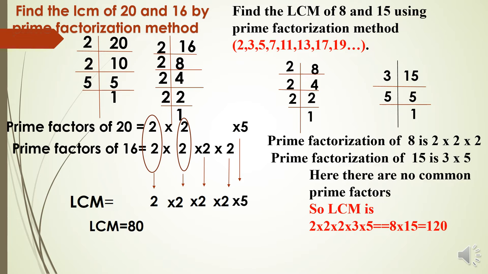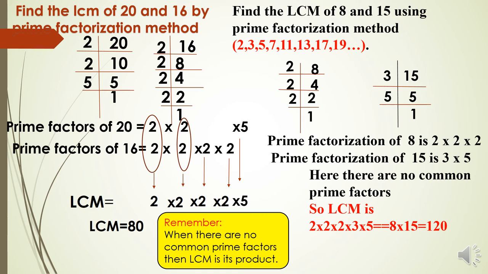That means 8 into 15. 8 into 15 is 120. If there is no common prime factor, then LCM is its product. Here 8 and 15 are not having any common factor. Therefore, its LCM is 8 into 15 is equal to 120.